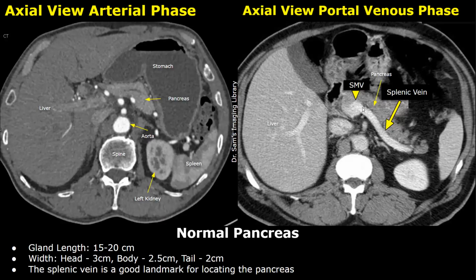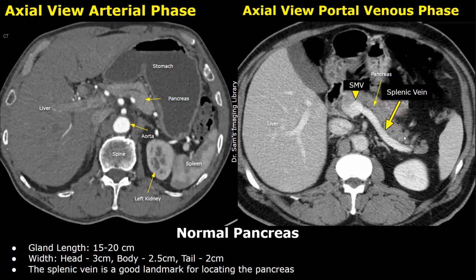The normal pancreas has an elongated shape and is slightly lobulated. It will appear homogeneous in normal cases. The gland's length is between 15 to 20 centimeters. The width of the pancreatic head is 3 centimeters. The width of the body is 2.5 centimeters and the width of the pancreatic tail is 2 centimeters.